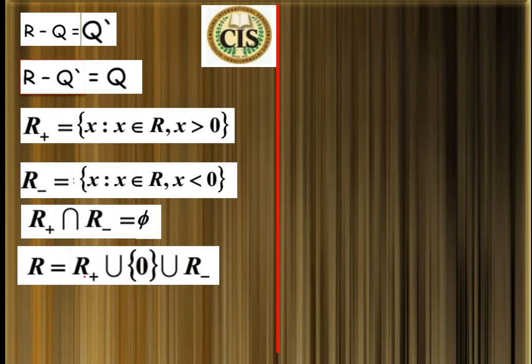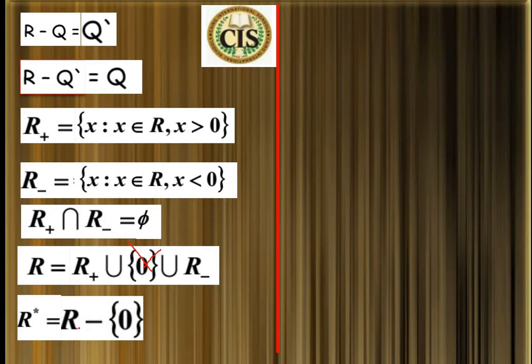R equals R positive union 0 union R negative. If we cancel 0 from here, its answer is R star. What's the meaning of R star? R star means R positive and R negative only. Or we can say R difference 0.